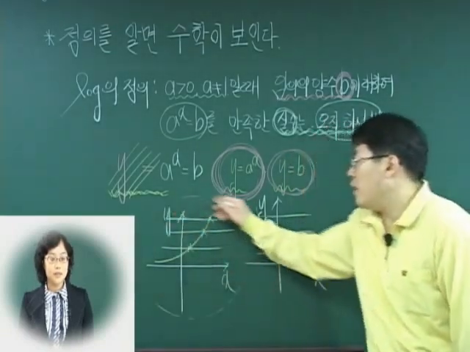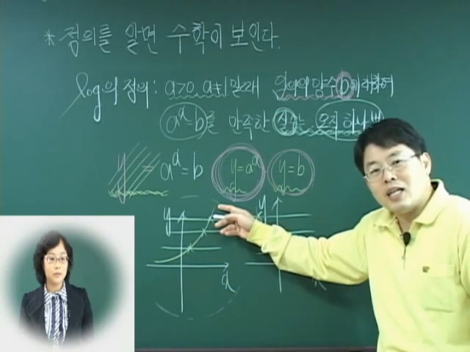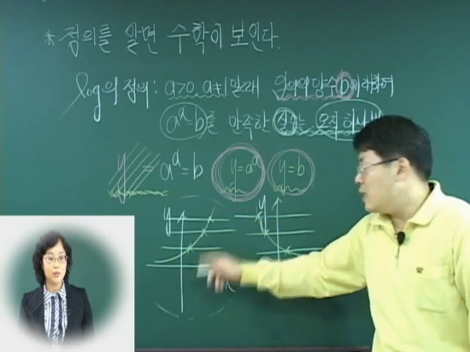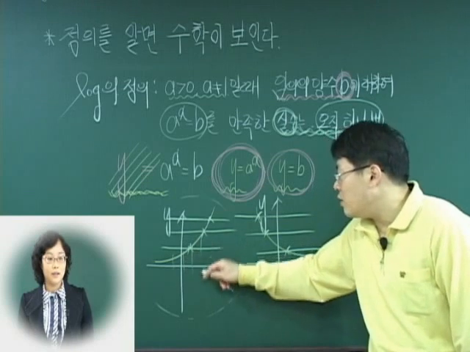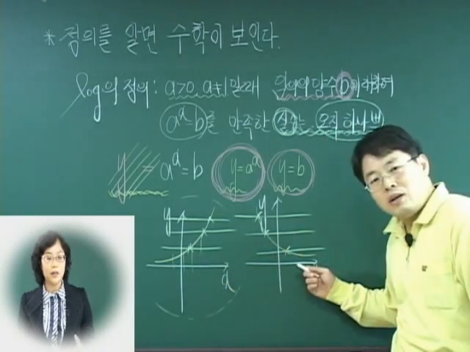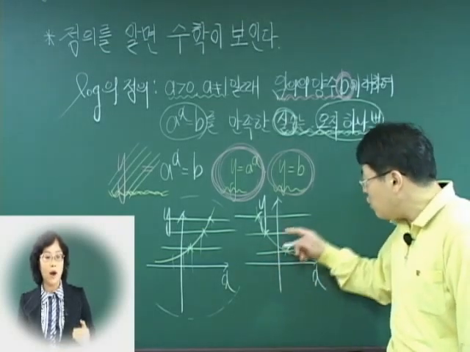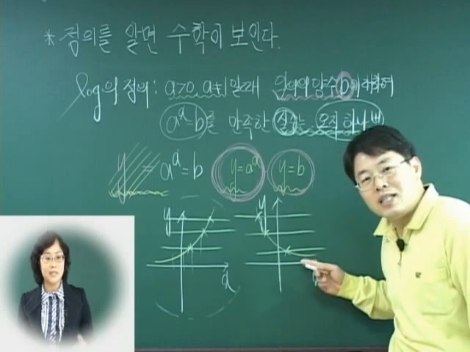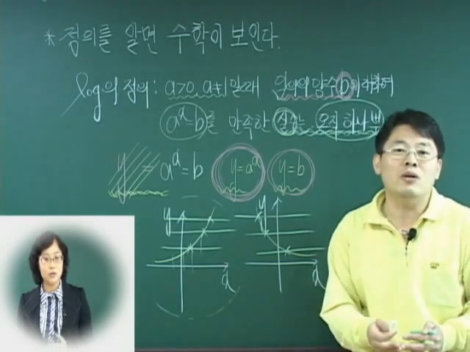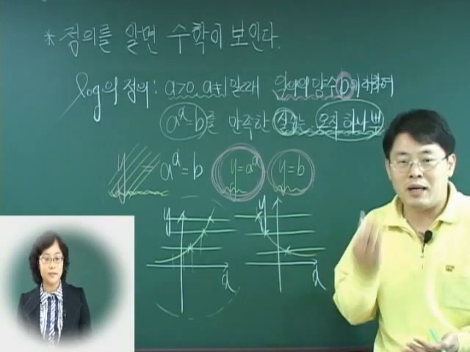Okay, since this is a monotonically increasing function, as x is increasing gradually, y is increasing too. And if it is a monotonically decreasing function, as x is increasing, y is decreasing. You have to put it into your mind.